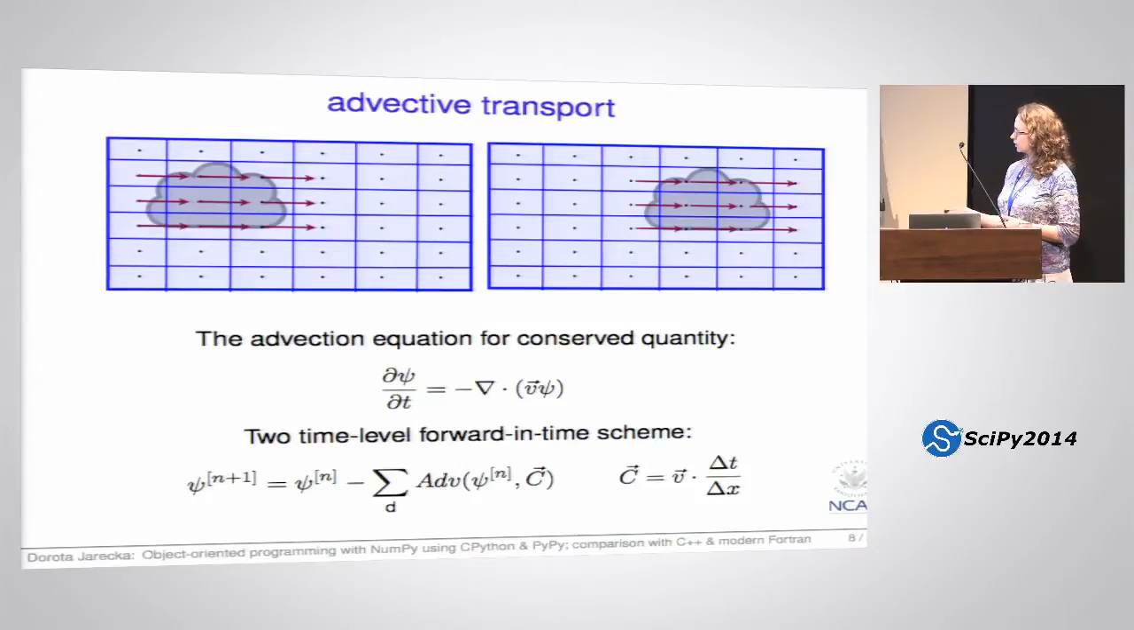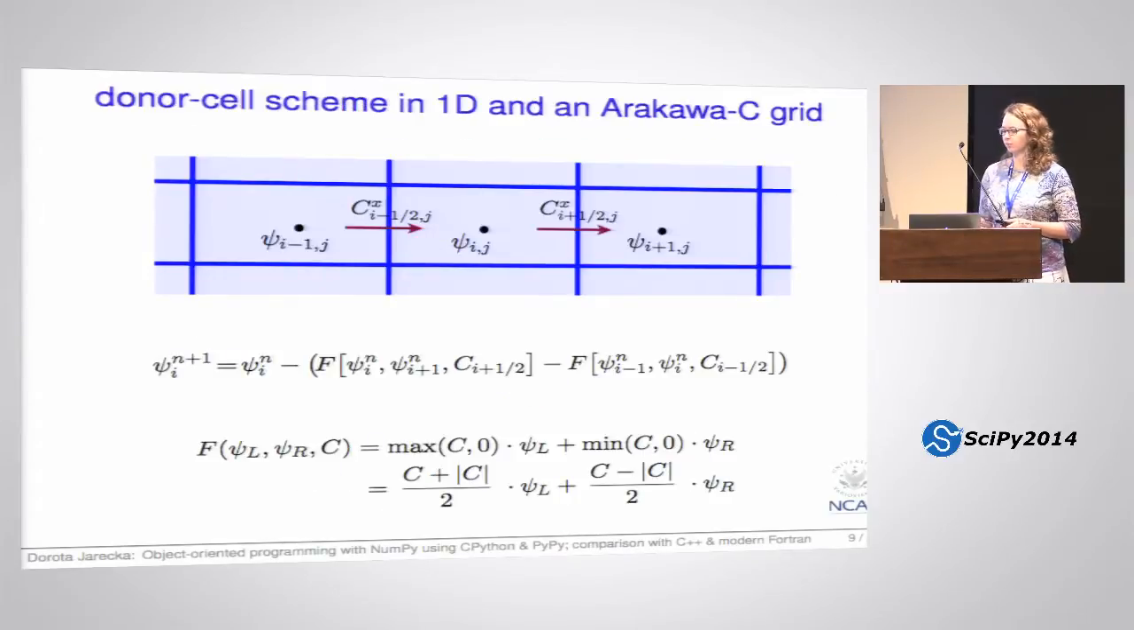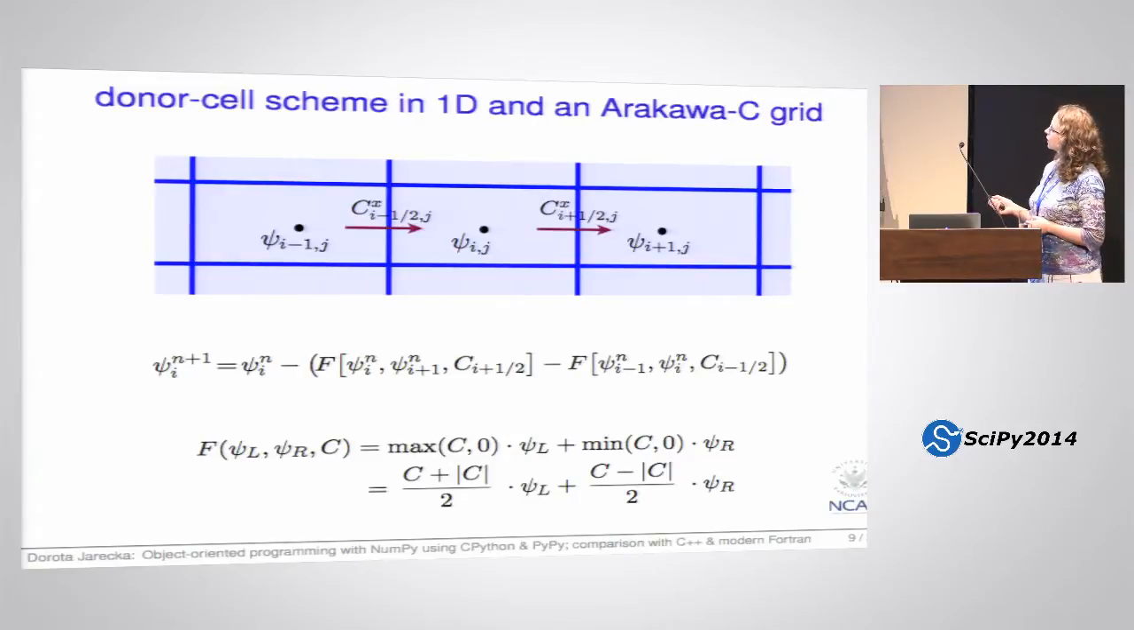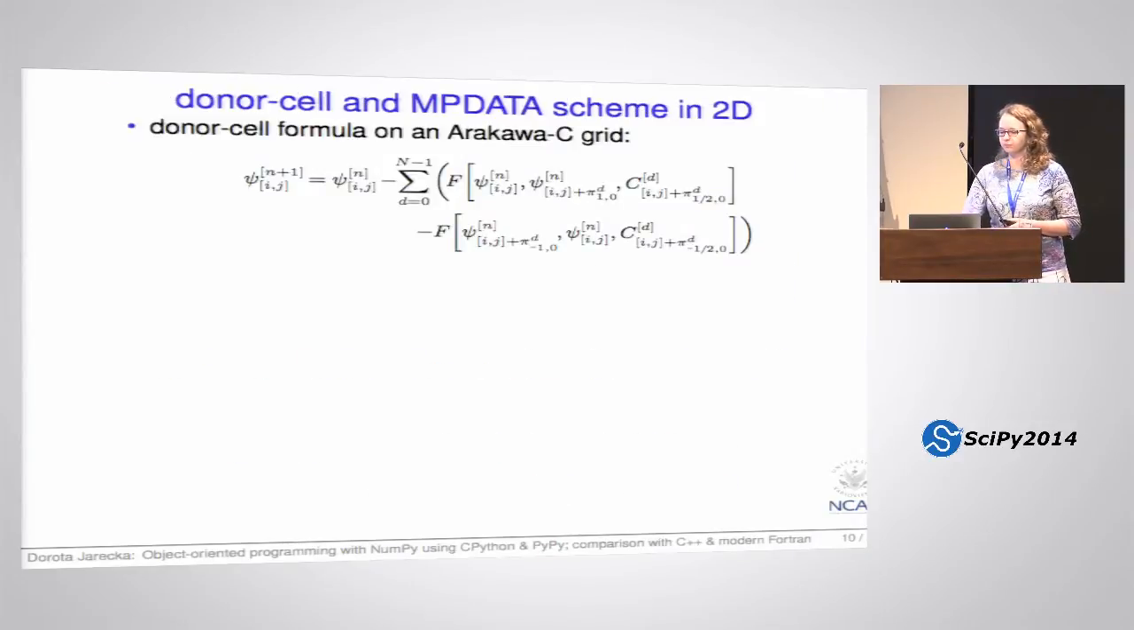It looks like a basic equation, and when you want to translate it to a numerical scheme, you usually just take the values of the scalar at the last time step and calculate the advection part. It's quite common to use what is called the Arakawa grid, where you calculate the scalar fields in one point and the velocity in between. The simplest scheme is the donor-cell scheme, where you just check what is on your left, what is on your right, and whether it's moving in your direction or not. This is the simplest scheme you can have, and that was in 1D.